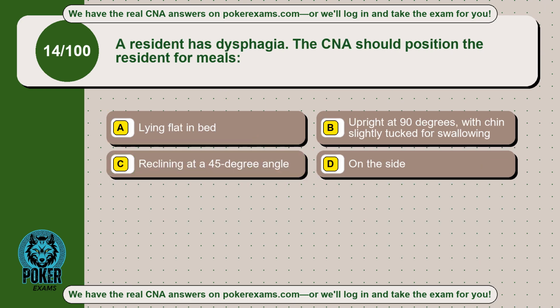Question 14. A resident has dysphagia. The CNA should position the resident for meals. Option A. Lying flat in bed. Option B. Upright at 90 degrees, with chin slightly tucked for swallowing. Option C. Reclining at a 45-degree angle. Option D. On the side.